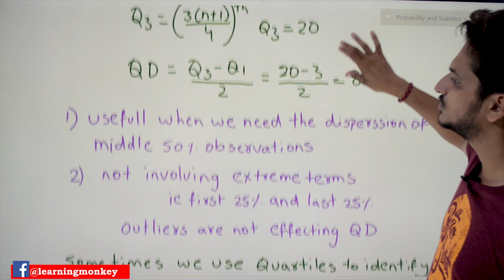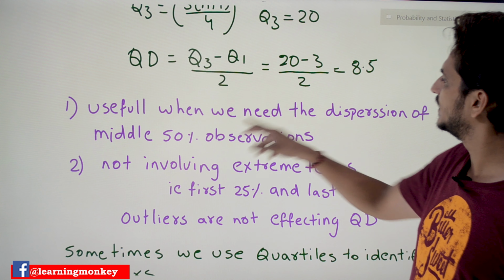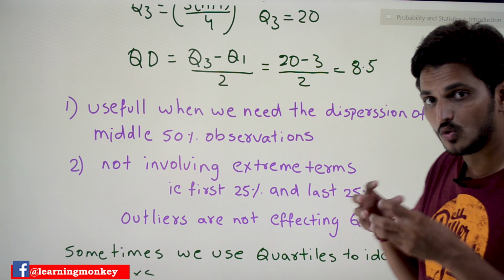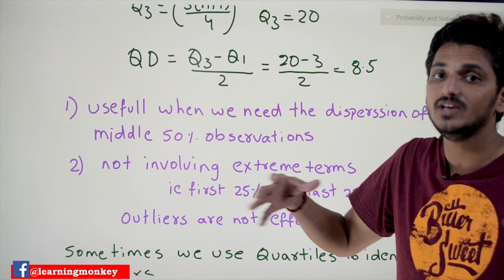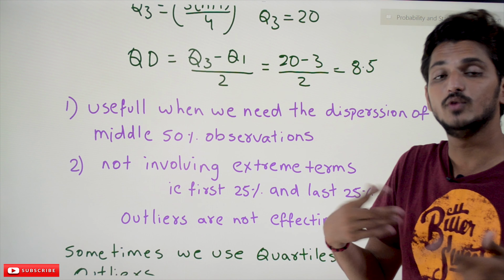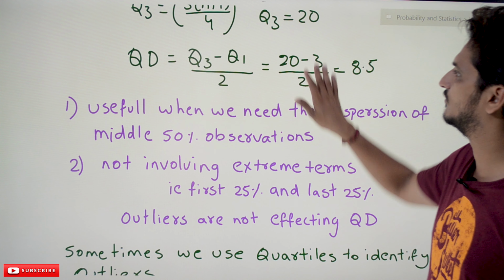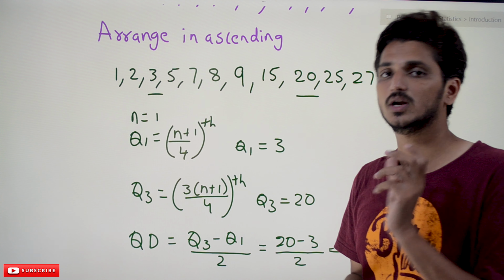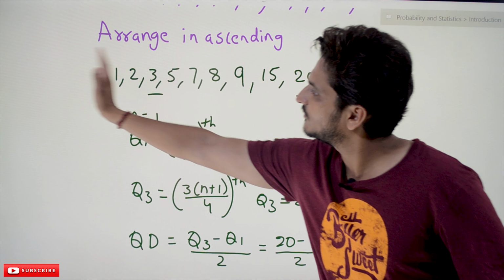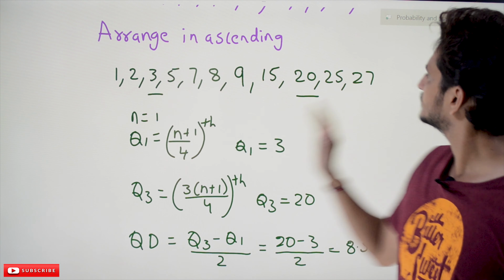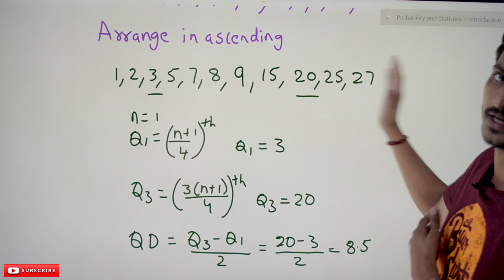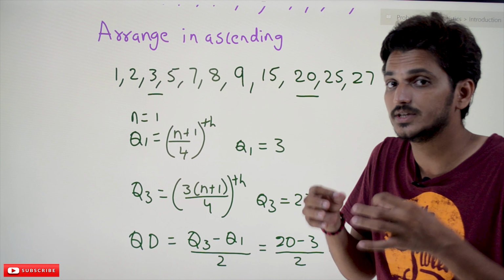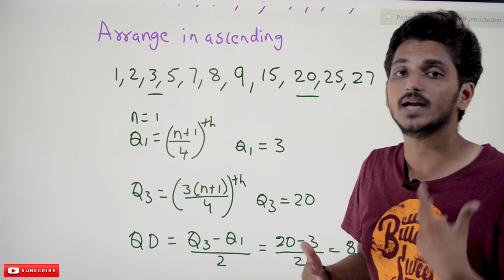When are we going to use this quartile deviation? It is useful when we need the dispersion of the middle 50% of observations. How are our middle 50% observations deviated, how are they dispersed? When we need that, quartile deviation is very helpful. Why do we call it the middle 50%? In our previous classes on quartile points, we discussed this: 25% of the points are on the left hand side of Q1, 25% are beyond the Q3 point. In the middle we have 50% of our data points. How these 50% data points are dispersed is what our quartile deviation gives us.